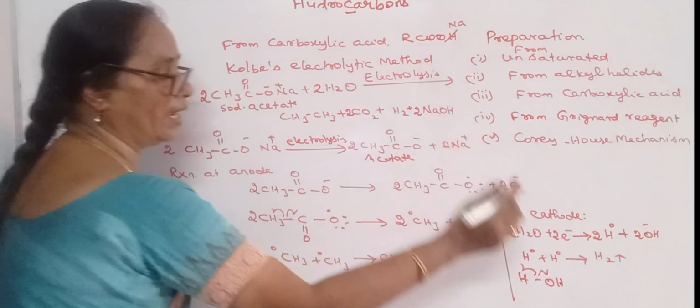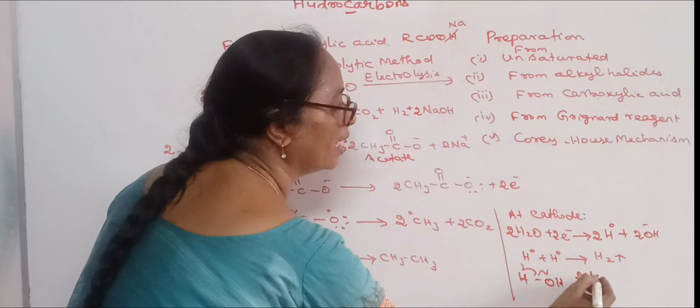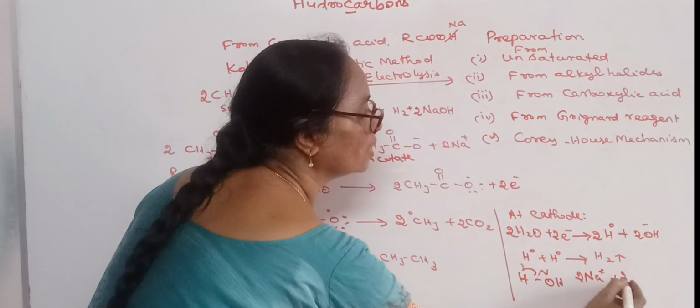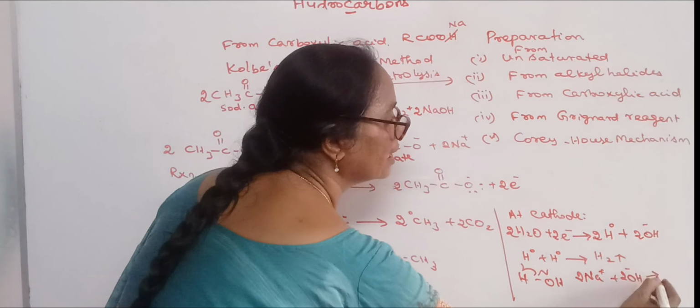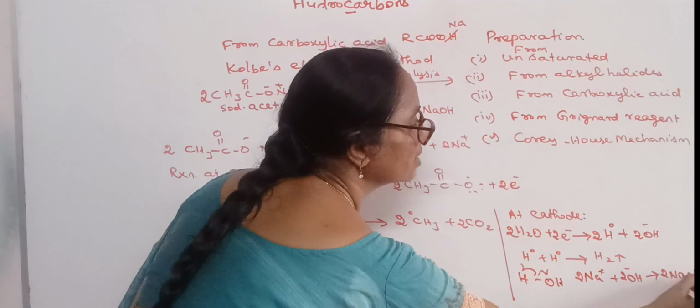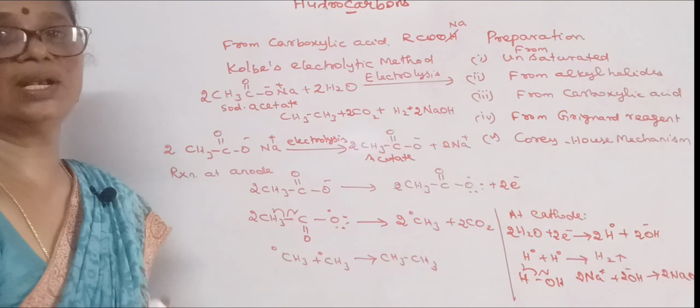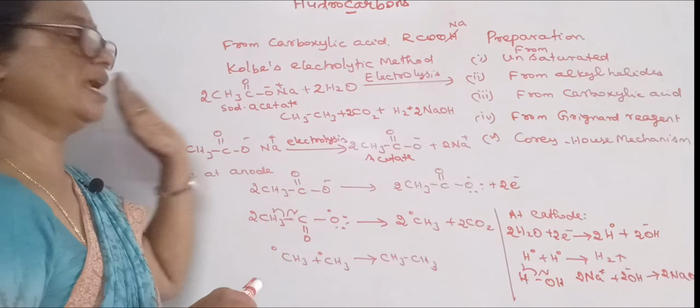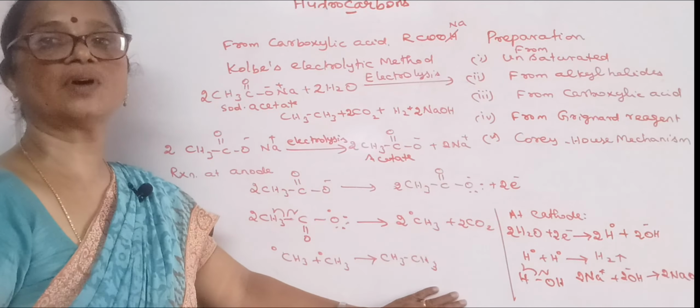See, I have 2 Na plus ions, and that 2 Na plus, with 2 times OH minus, gives 2 NaOH. So this is Kolbe's electrolytic method. By this we are able to prepare the higher member of hydrocarbon.